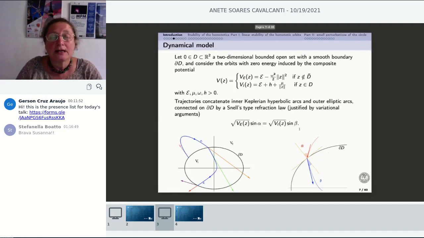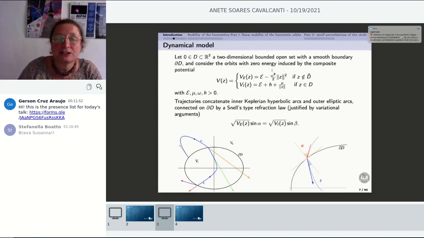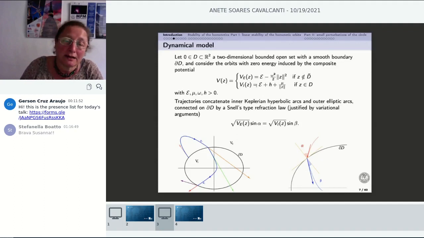So now we have an exterior potential with some energy, exterior energy H, and a frequency of oscillation which is omega squared, and an interior one where there is a Kepler potential with a certain given energy. These are E, mu, omega, and H are parameters. Actually, H needs not to be positive, but E is positive, and so is E plus H, mu.